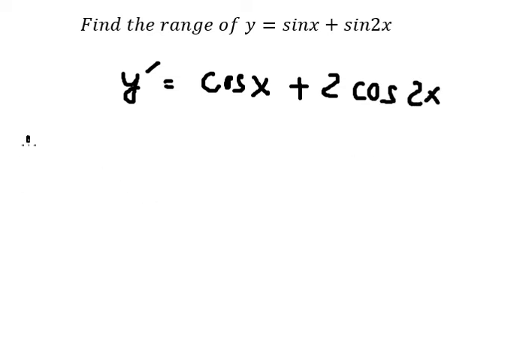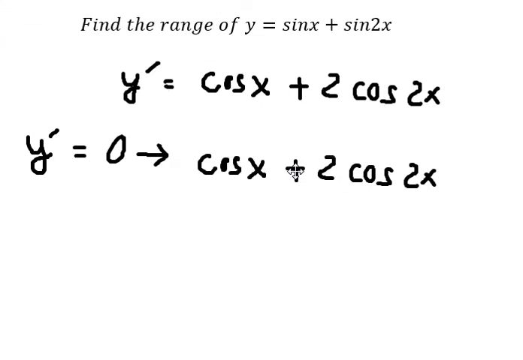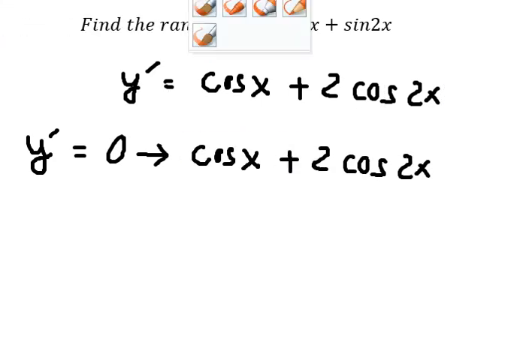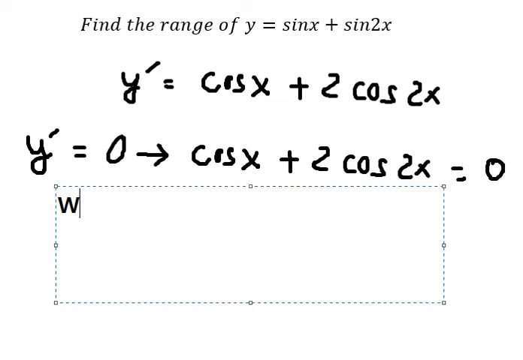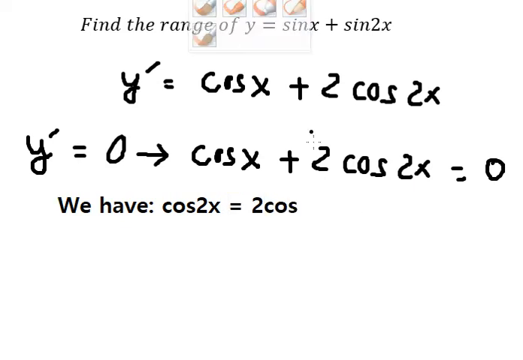Later we set the first derivative of the function equal to 0. That means this expression equals 0. And we have the formula here: cosine 2x is 2 cosine squared x minus 1.